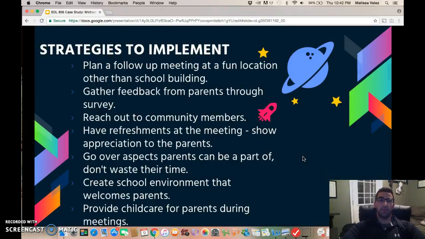Some of the strategies to help implement these plans is to plan a follow-up meeting at a fun location. Just like you would have the initial meeting at a comfortable place like a coffee shop or maybe a theater or some sort, something where parents aren't going to the school where they feel like they're sitting in a closed meeting. And then have that follow-up meeting at another fun location to talk over what happened last time. Gather some of that feedback from parents through a survey.